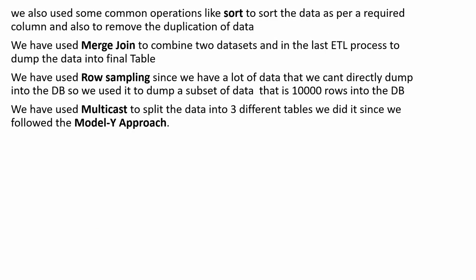Apart from that, we also used other operations like sort, merge join, row sampling, and multicast. Sort is used for sorting and also for removing duplicates in the data. We used merge joins to join our three data sources. As we have a lot of rows, we used row sampling to limit our data to load into databases, using 10,000 rows as a sample. We used multicast to split the data into three different tables, as we followed the Y model approach.